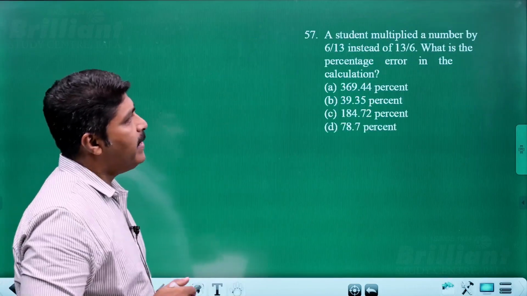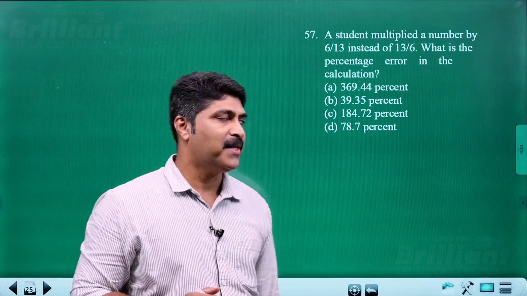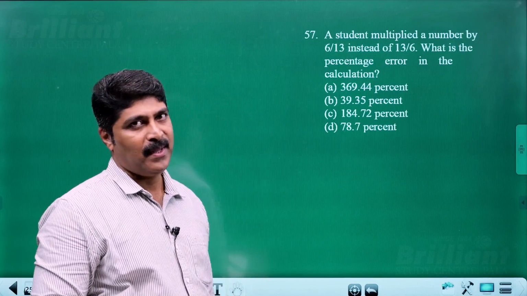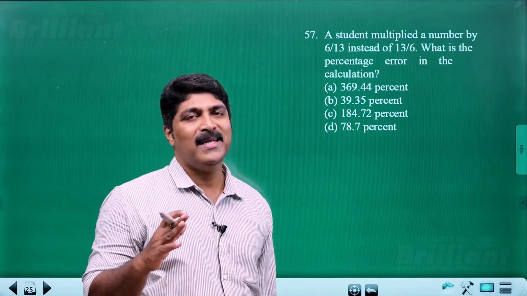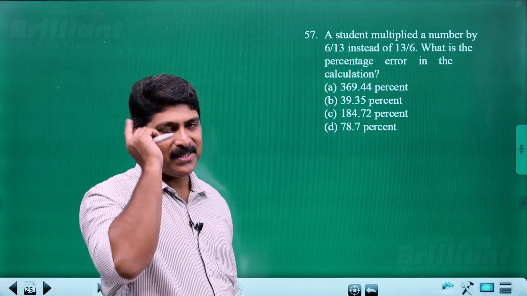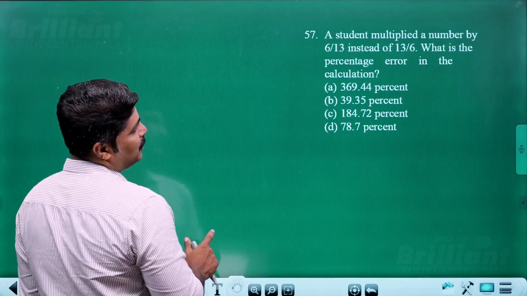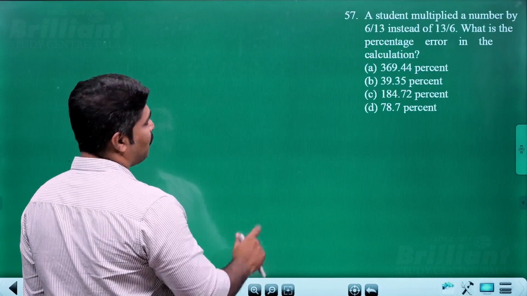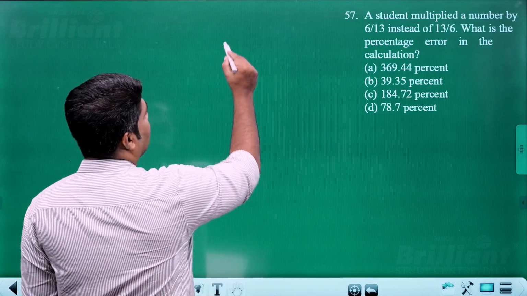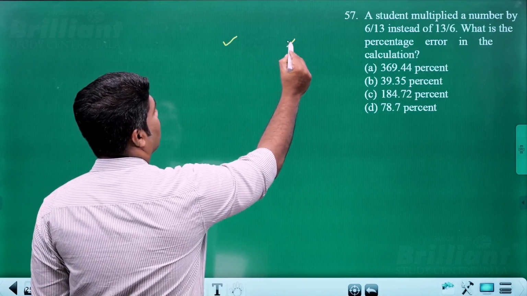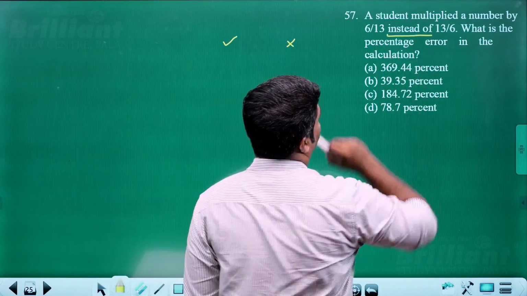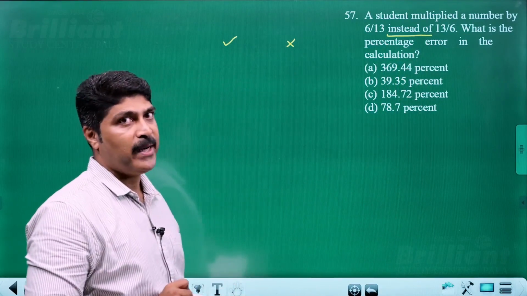A student multiplied a number by 6 by 13 instead of 13 by 6. What is the percentage of error in the calculation? So understand what is the direct approaching style towards this type of question. You don't want to bother about any kind of further simplification. I will just teach you the very simple step of this kind of calculation. First of all, you have to identify what is the correct operation and what is the wrong operation. Correct operation in the sense, after this 'instead of', which quantity will be there.